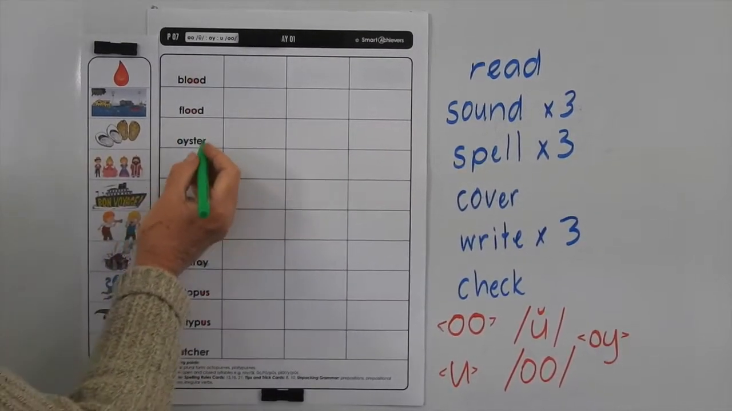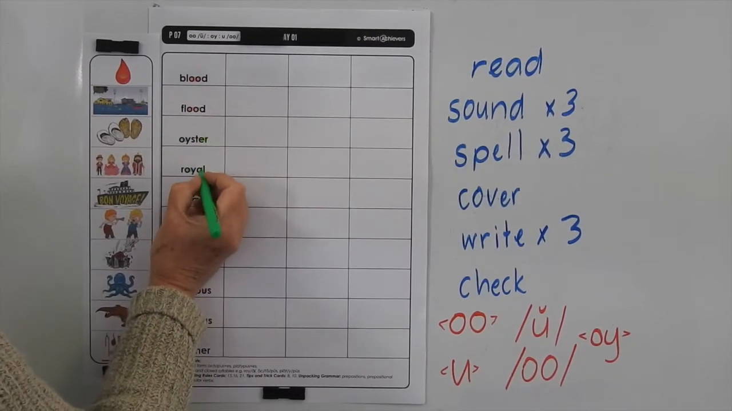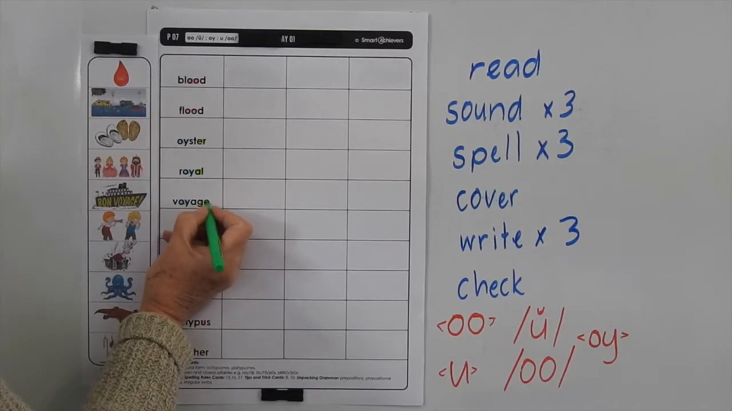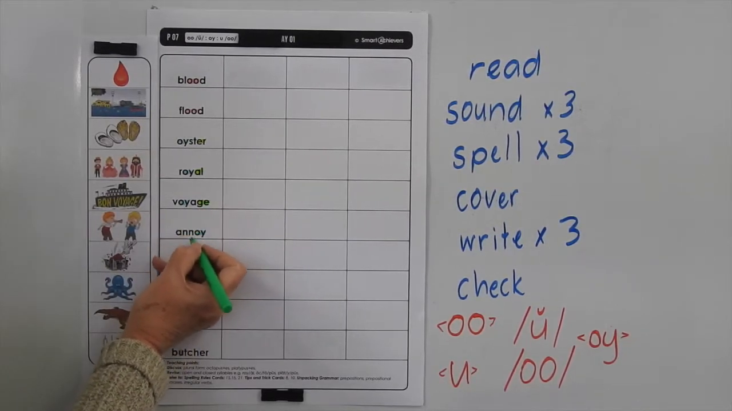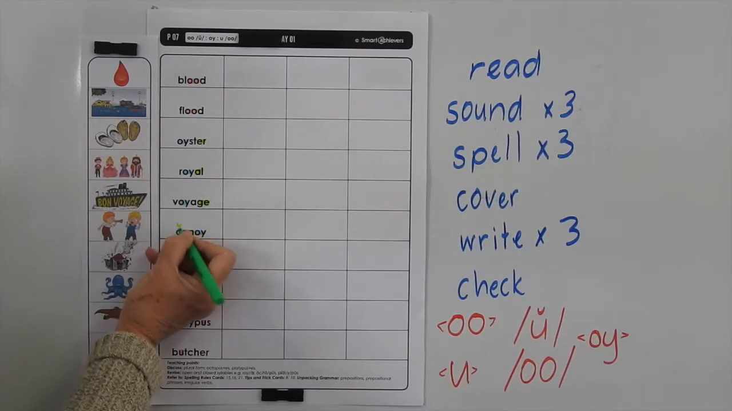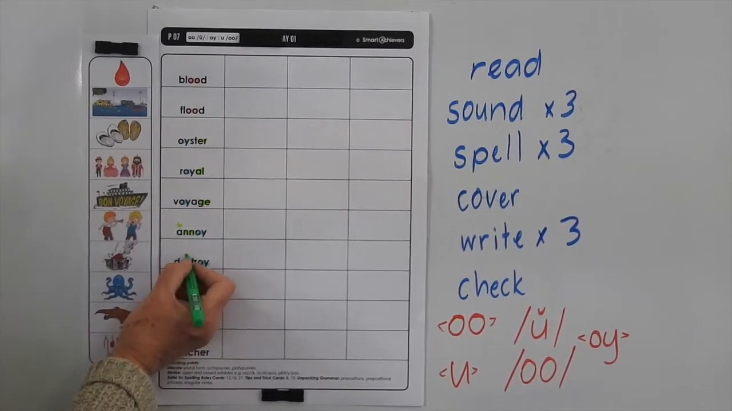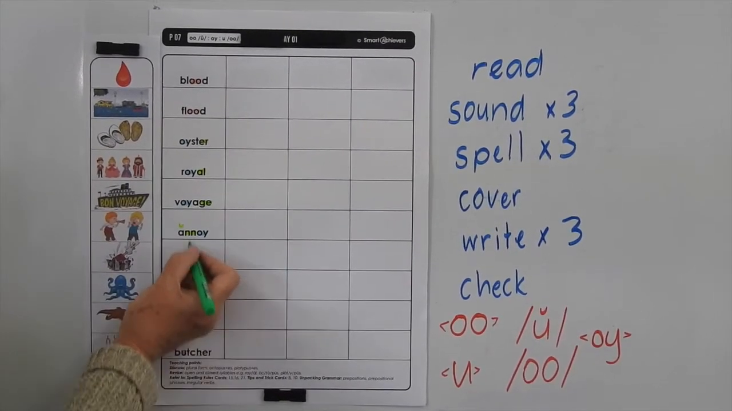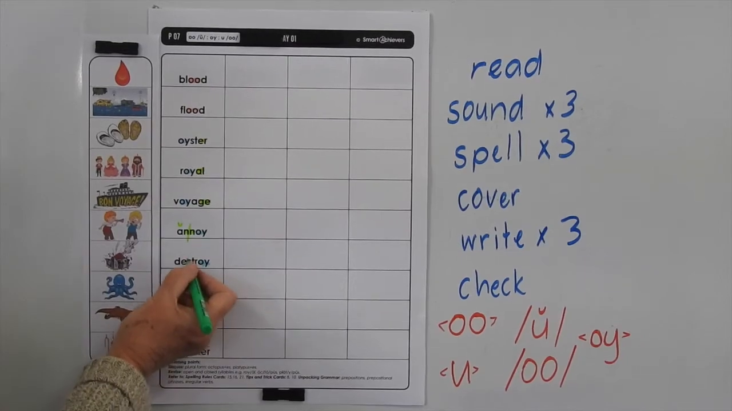Now the other things we've got here, we've got the ER on the end of oyster, the AL on the end of royal, voyage. We can't use a J on the end of words, so we use GE. We've got the double N in annoy, so this must be a short vowel sound with the A. Destroy, that's pretty much just breaking it into 2 syllables. We'd split that one there.